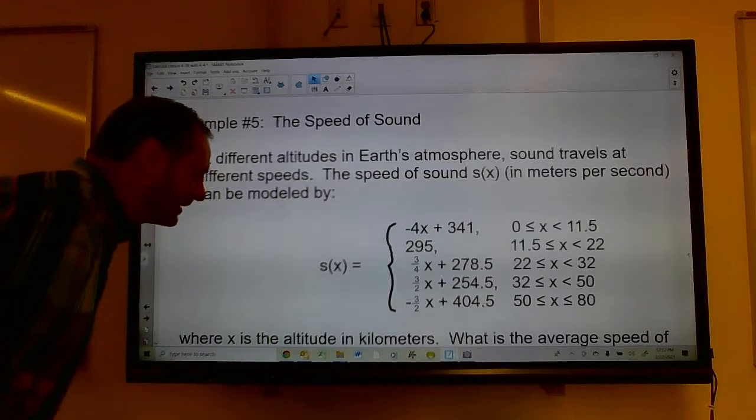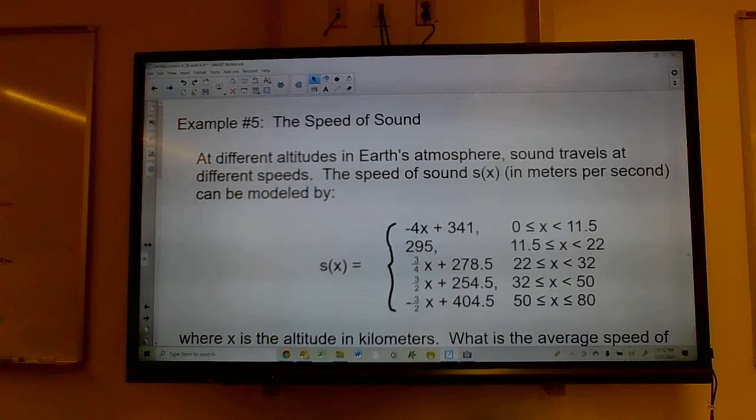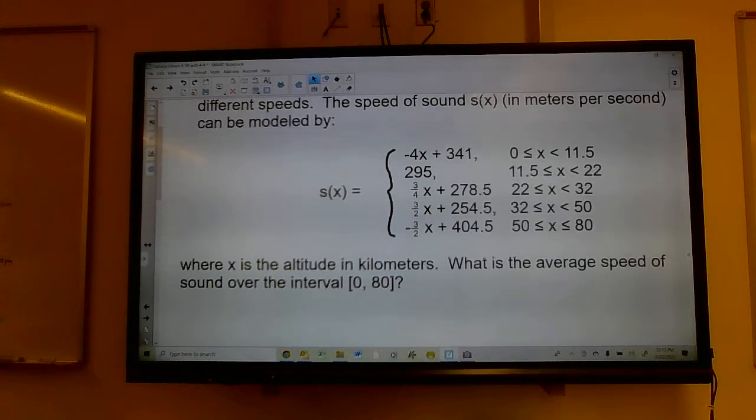This problem has a lot of busy work. At different altitudes in Earth's atmosphere, sound travels at different speeds. The speed of sound, s of x, in meters per second, can be modeled by s of x equals negative 4x plus 341 when 0 is less than or equal to x is less than or equal to 11.5; 295 when x is between 11.5 and 22; 3/4 x plus 278.5 when x is between 22 and 32; 3x plus 254.5 when x is between 32 and 50; and negative 3x plus 405.5 when x is between 50 and 80, where x is the altitude in kilometers. What is the average speed of sound over the interval from 0 to 80?